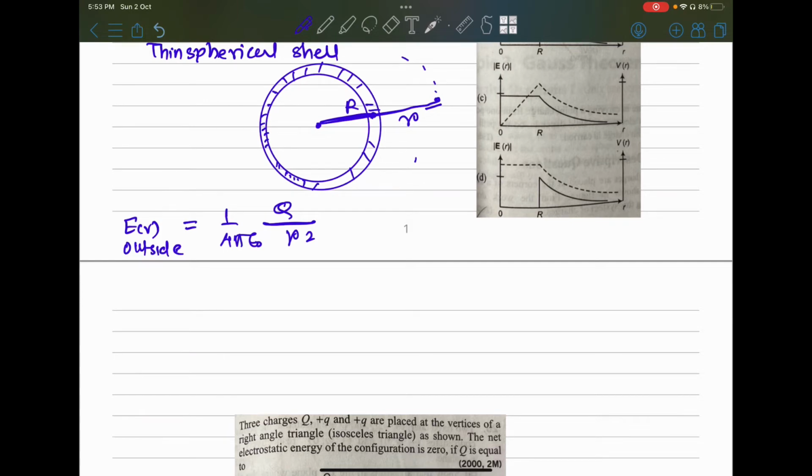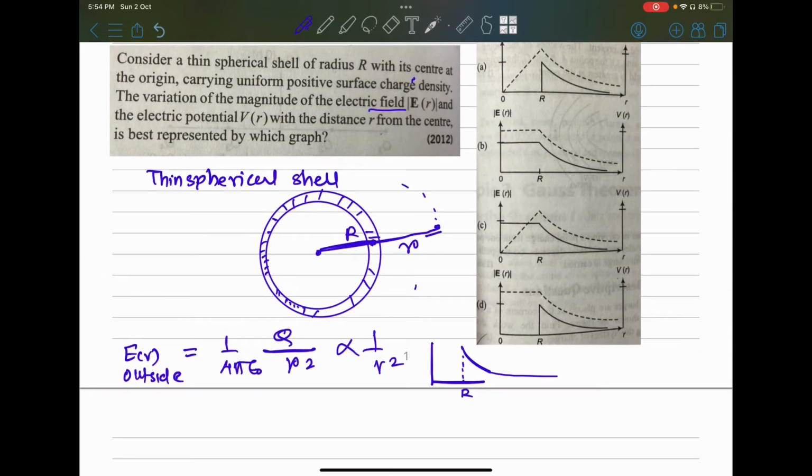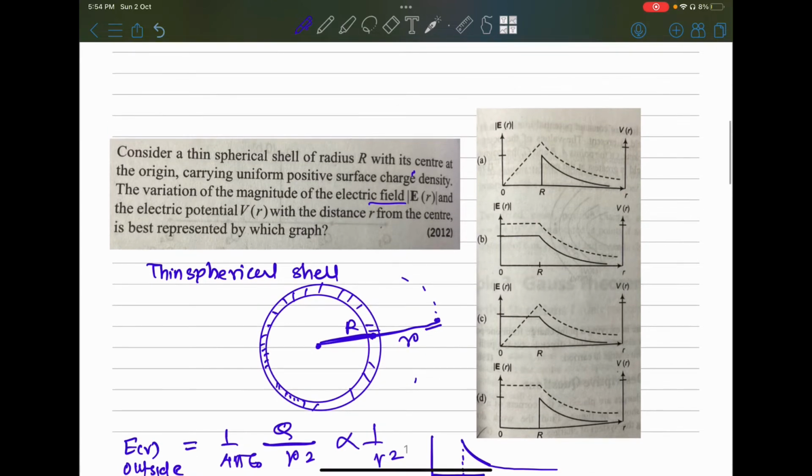if there is a point outside the spherical shell, then the field at that point is proportional to 1 upon R², and you know that R² means it is rapidly decreasing. Something like this kind of graph will be there, right? Decreasing and so on. And this decrease starts from which point? This R. Okay. So first of all, we have seen the outside case for electric field. So let us see in which figure it is decreasing steeply. In this figure it is decreasing here, and also here.